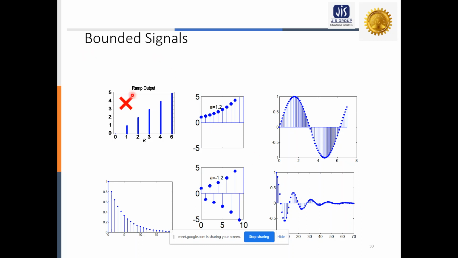So is this a bounded sequence? No, because this ramp output signal's value continuously increases and goes to infinity. In this case also, the values increase exponentially, so it is also not bounded. But this one is bounded because its value is fixed, either 1 or -1. So it is a bounded oscillation. And this one also, because its value starts from 1 and goes to 0, so it is bounded. It is not bounded, and this one is also bounded because in damped oscillation the value goes to 0.